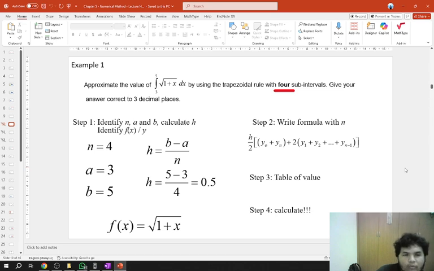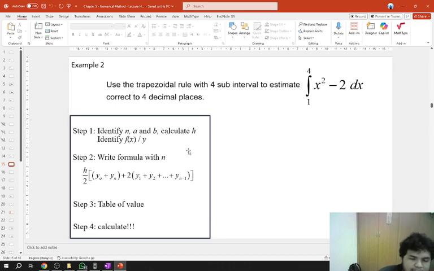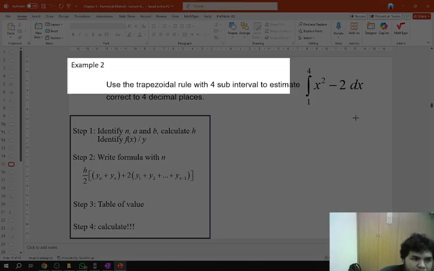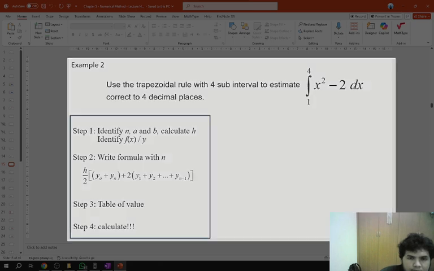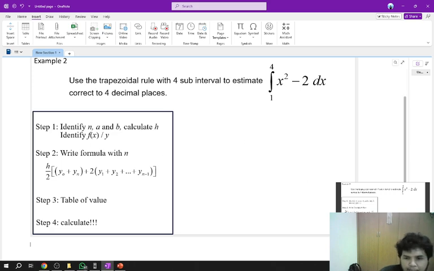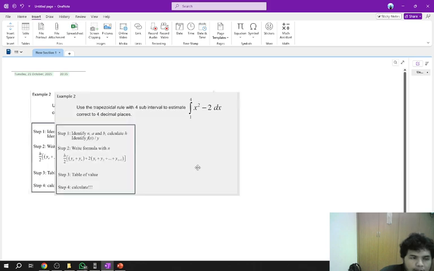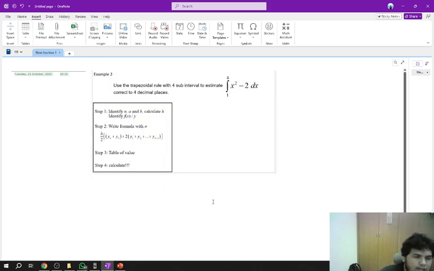We already have shown the previous example, and for this video I would like to show you example number 2. Here we want to use the trapezoidal rule with 4 subintervals to estimate the integral from 1 to 4 of x squared minus 2 dx, correct to 4 decimal places.